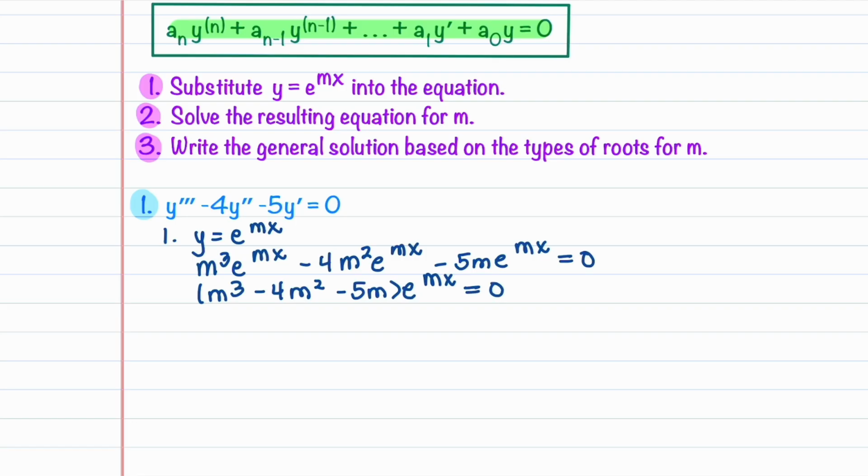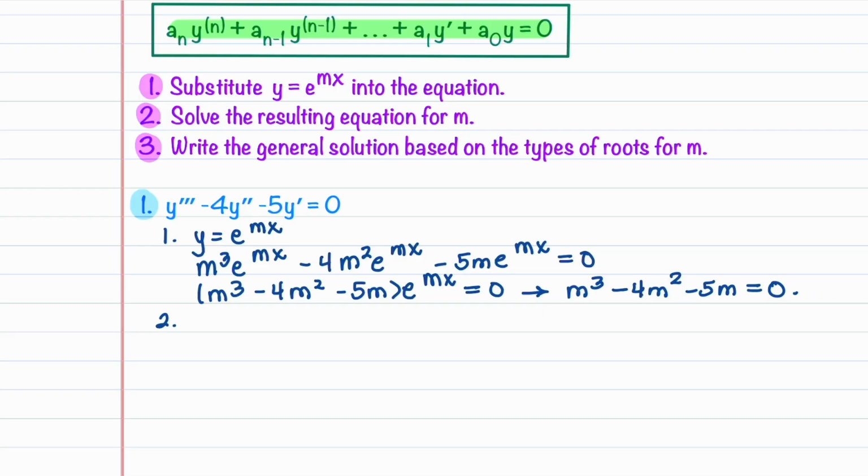to 0. And this gives us then that the only way it's going to be 0 is if m cubed minus 4m squared minus 5m is equal to 0, because remember, an exponential is never equal to 0. In step 2, we are going to solve this equation.